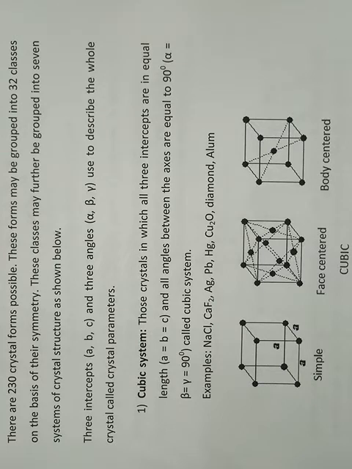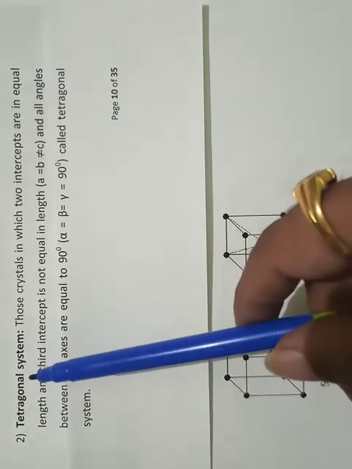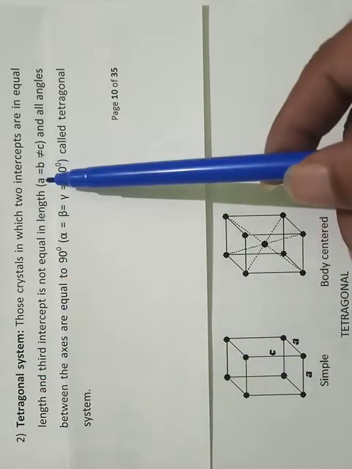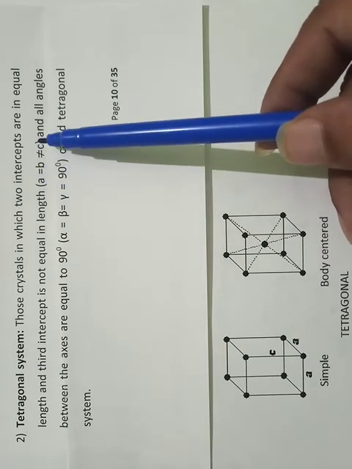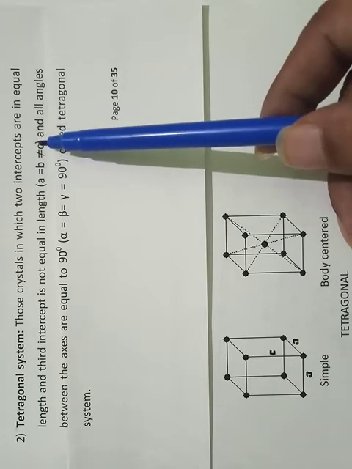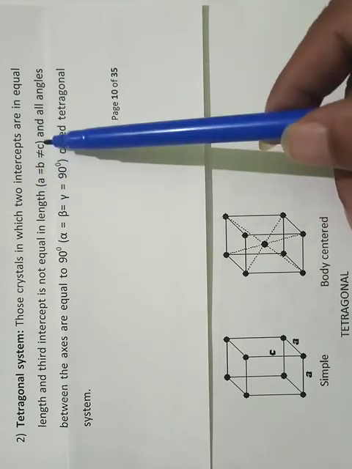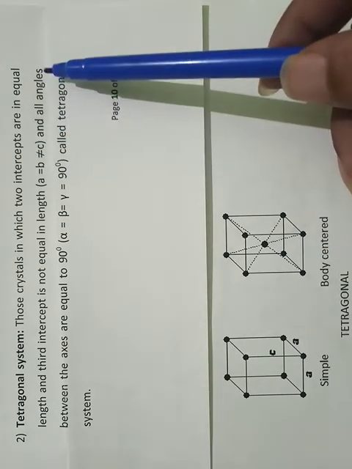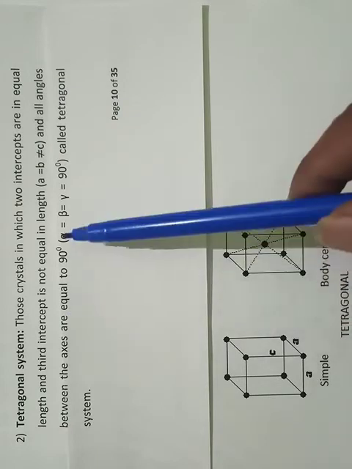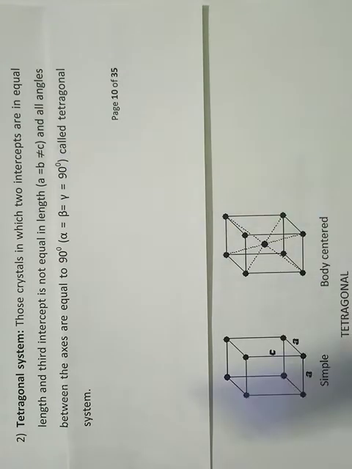That is the tetragonal system. In the case of the tetragonal system, two intercepts are equal. That is, the intercepts A and B are equal, but the intercept C is not equal in length. And all the angles between the axes, that is alpha, beta and gamma, are equal to 90 degrees. Such systems are called the tetragonal system.